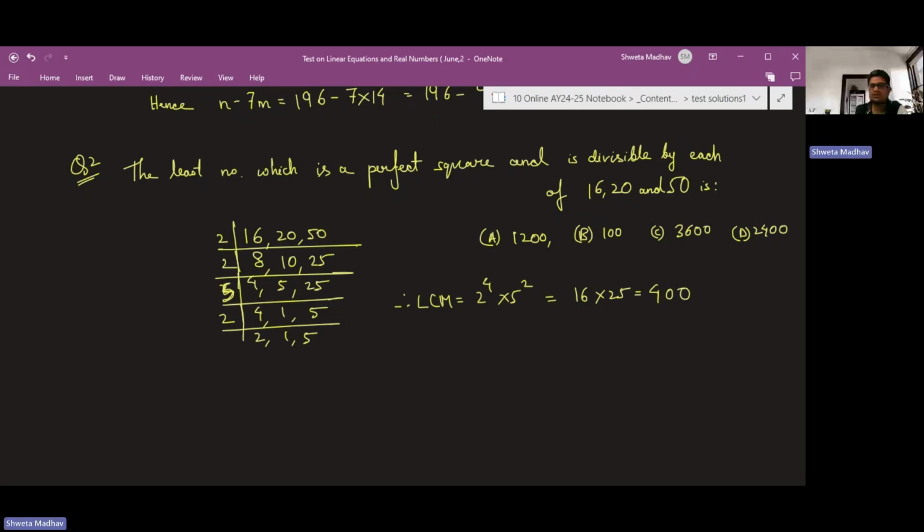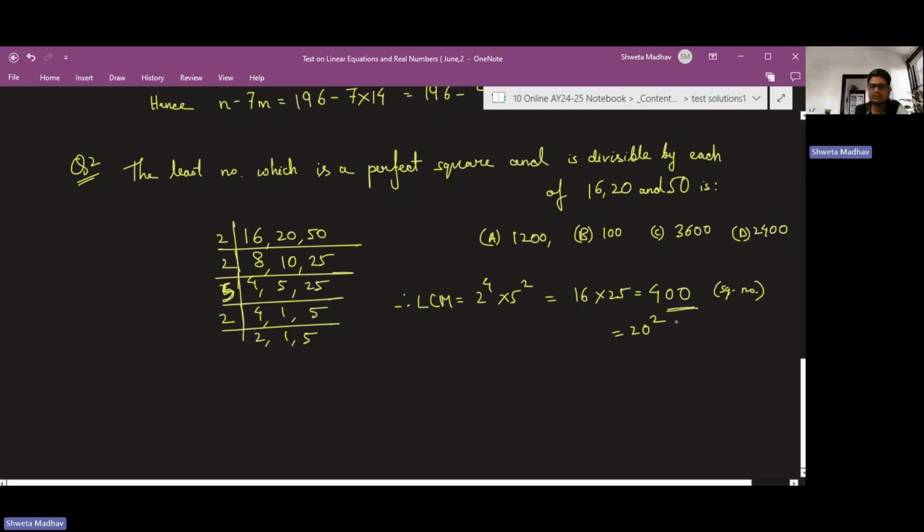Now 400 is a square number only. It is a perfect square number, since I can write 20 into 20, 20 square. So it is a square number. So the required least number, which is a perfect square and is divisible by each of 16, 20 and 50, is 400. Okay, so the answer should have been 400. So here actually none of the options are correct.